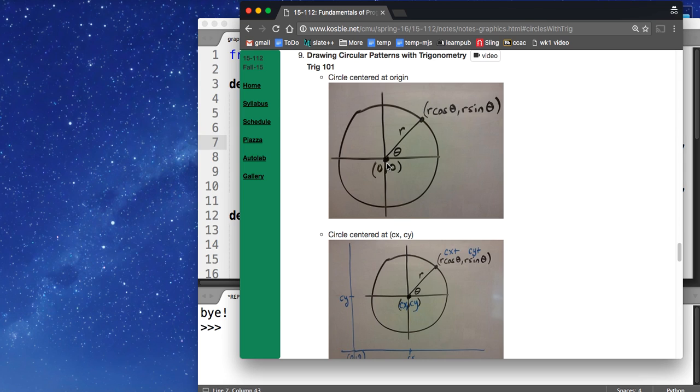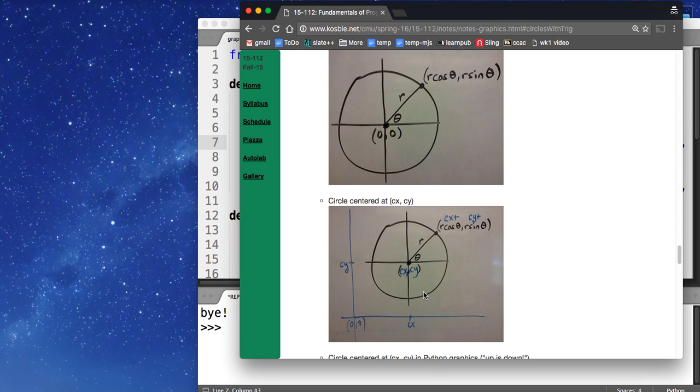Now, when we draw such points, we are rarely centered at 0, 0, especially on a window, because 0, 0 is the top left corner. We're typically centered at cx, cy. So all you do is simply add cx, cy to r cosine theta, r sine theta. And that shifts the entire circle over that way. It's a translation, no problem.